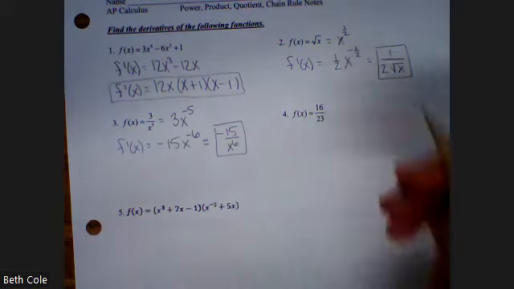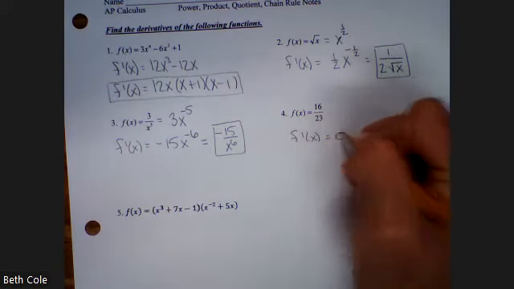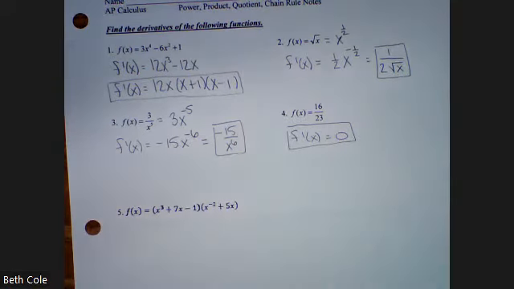How about number 4? It's just 16/23. 0, good. The derivative of any constant is going to be 0. And constant just means lack of a variable. So there's no variable. That's the power rule, not much to it. Just be careful with fractions and negative exponents.